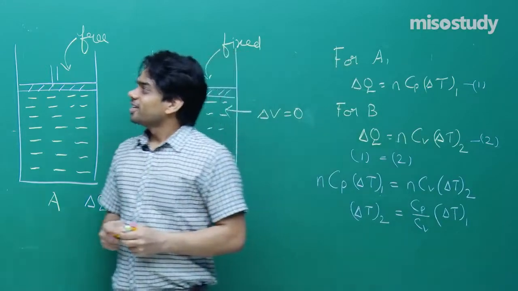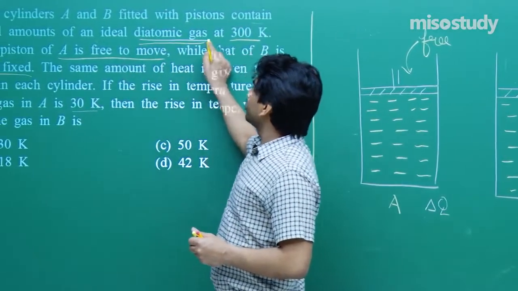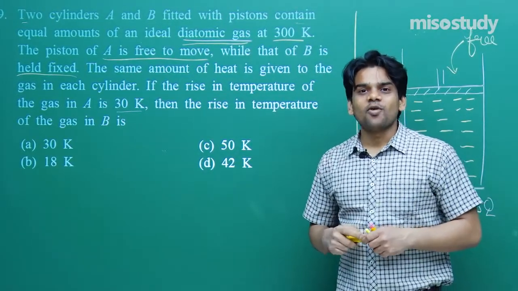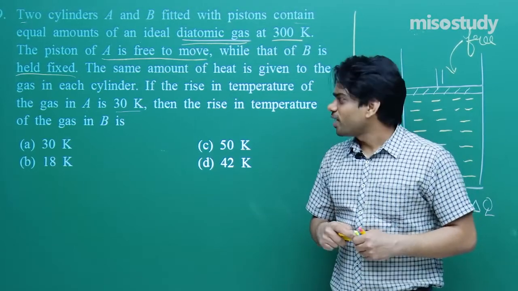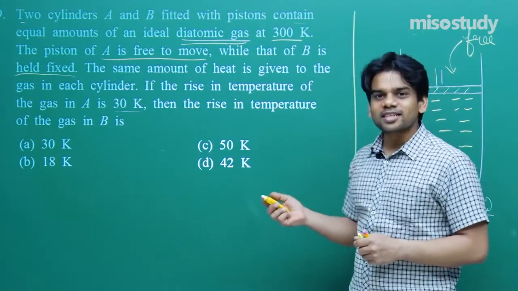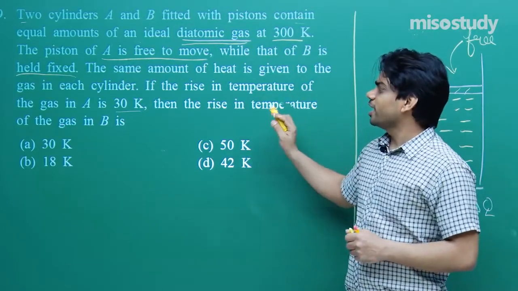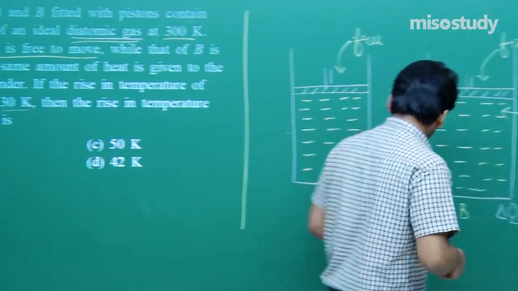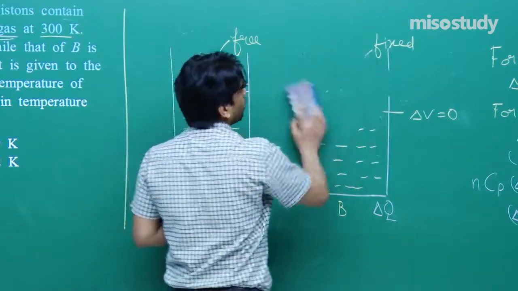Now you see here, it says that two cylinders A and B fitted with piston contain equal amount of ideal diatomic gas. Diatomic gas, what is the value of Cp by Cv? That is gamma, that is 7 by 5. We can easily say that that's 7 by 5. Now if the rise in temperature of the gas in A is 30 Kelvin, so delta T1 is given as 30 Kelvin, put Cp by Cv as 7 by 5, and I think that we can rub this, it's no more required.